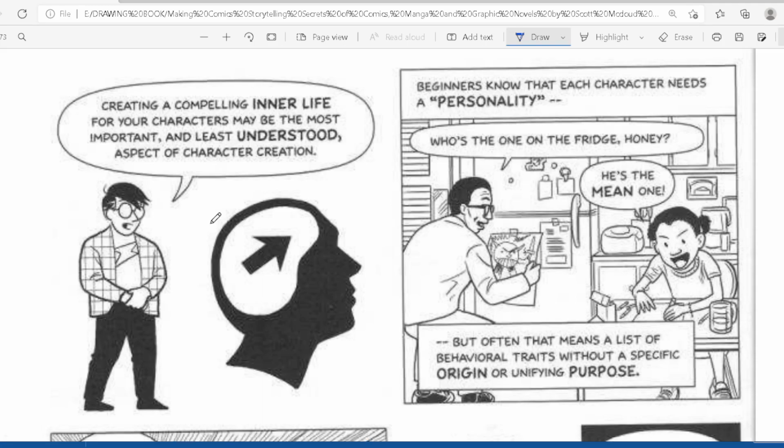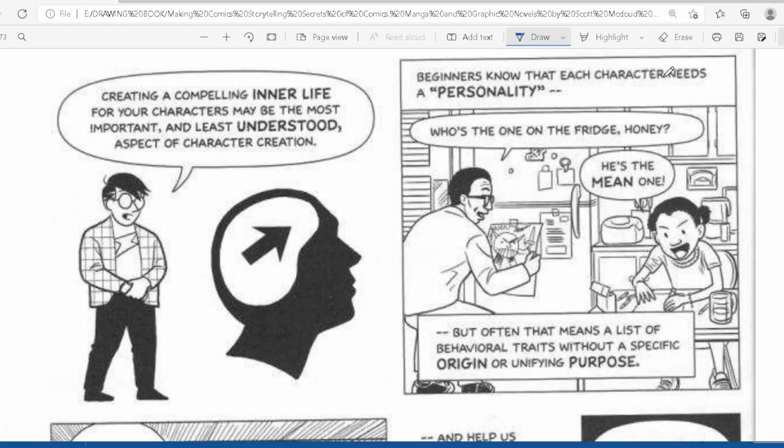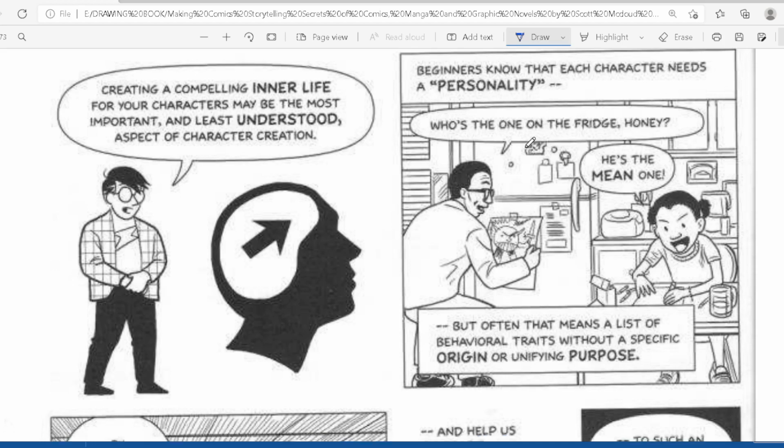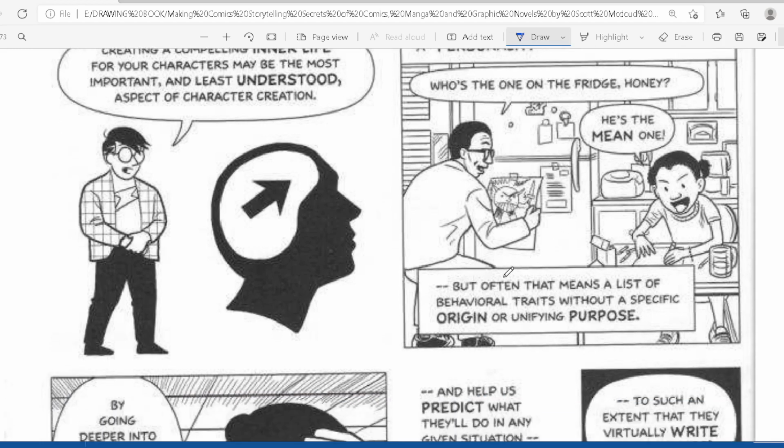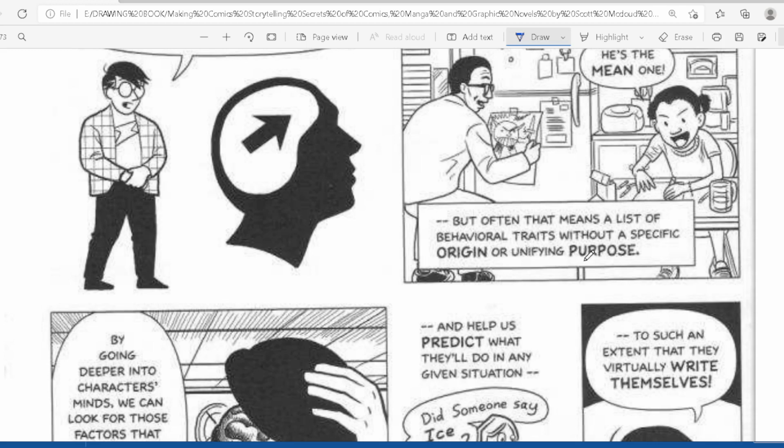Creating a complete inner life for your characters may be the most important and least understood aspect of character creation. So what he's saying, let me read again. Creating a compelling inner life for your character may be the most important and least understood aspect of character creation. Okay, beginners know that each character needs a personality. But often that means a list of behavioral traits without a specific origin or unifying purpose.